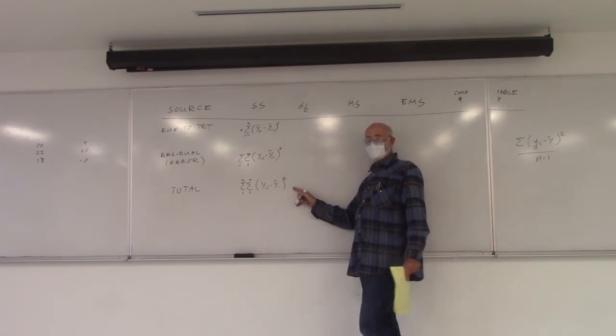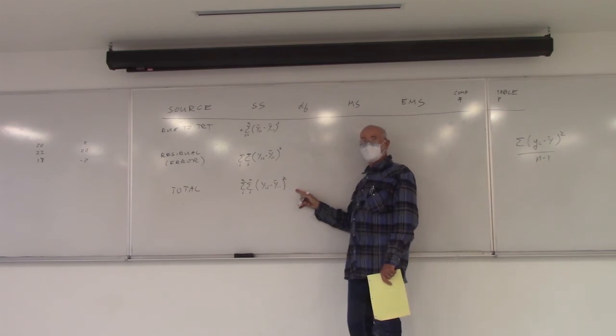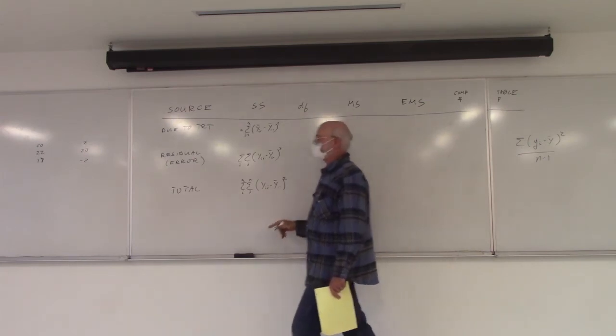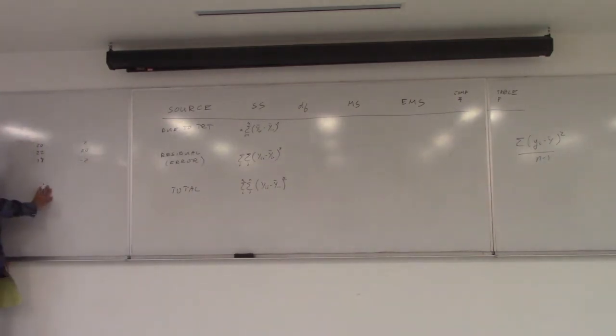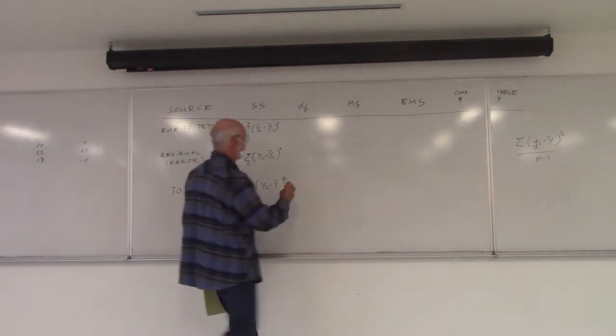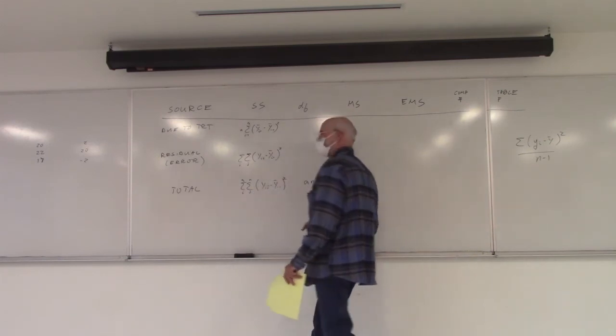So how many total observations do I have? I have a treatment groups and n observations in each treatment group, so a times n. We had 6 observations and 4 treatments, so 4 times 6 is 24, right? Is that what we had? So we have a times n minus 1 degrees of freedom.